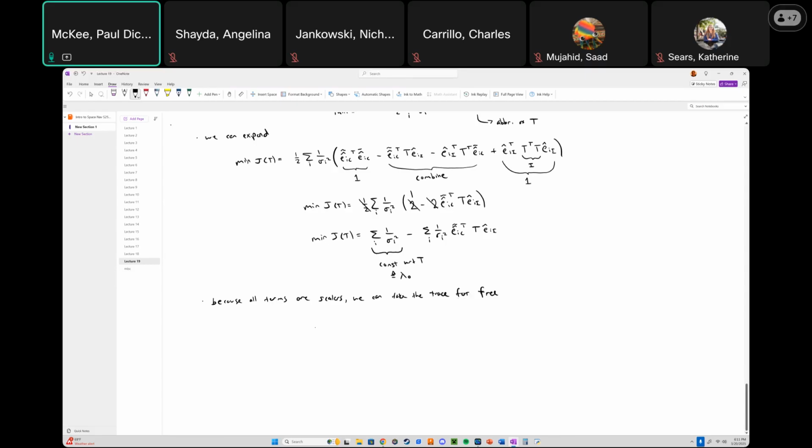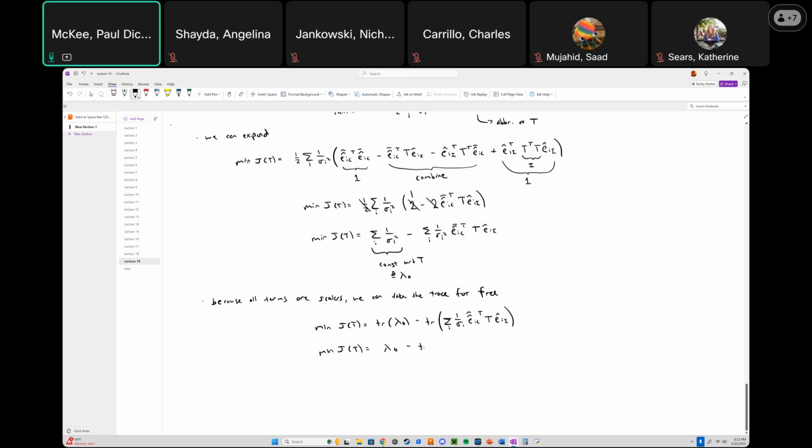So this problem became the minimum J of t is the trace of lambda naught minus the trace of the sum over all i, 1 over sigma i, and we've got e_i^c hat transpose T e_i^i. Or we can try to clean this up. The trace of lambda naught is just lambda naught. It's this last term that I'd like to work on.